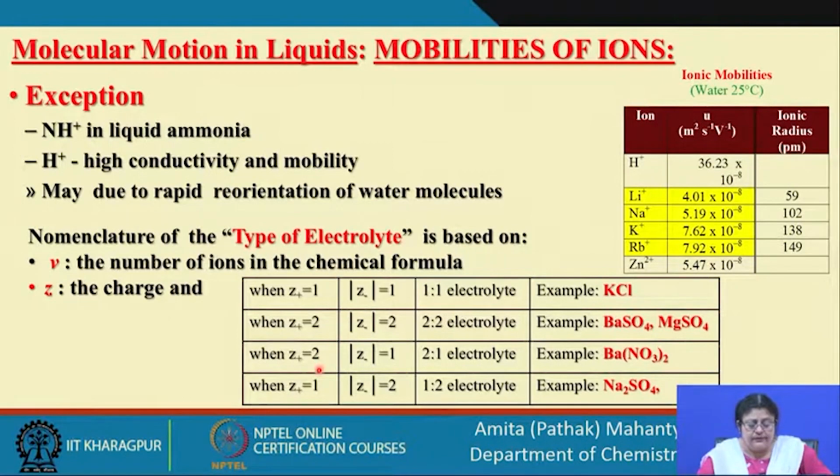And then if you have a 2,1 electrolyte, it means the cation is 2 and the anion is 1, like barium chloride. And when you have sodium sulphate, the sodium has Z equal to 1 and the anion is going to be 2. So this type of electrolyte is considered a 1,2 electrolyte.